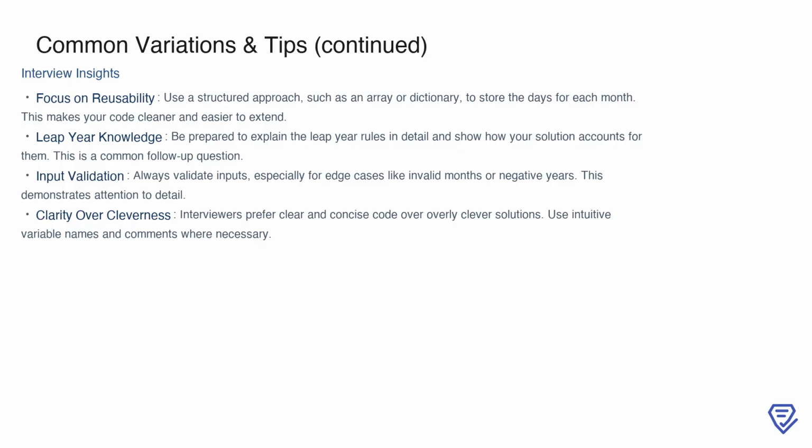Finally, prioritize clarity over cleverness. While it might be tempting to write overly complex or compact code, interviewers value solutions that are clear, concise, and easy to understand. Use intuitive variable names and include comments to make your thought process evident.